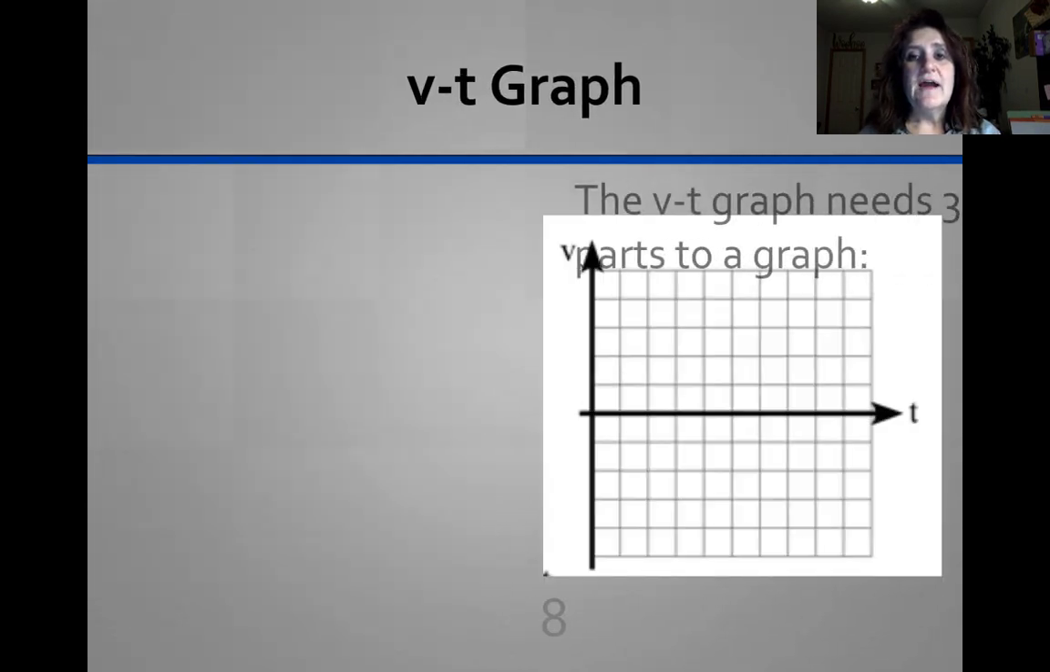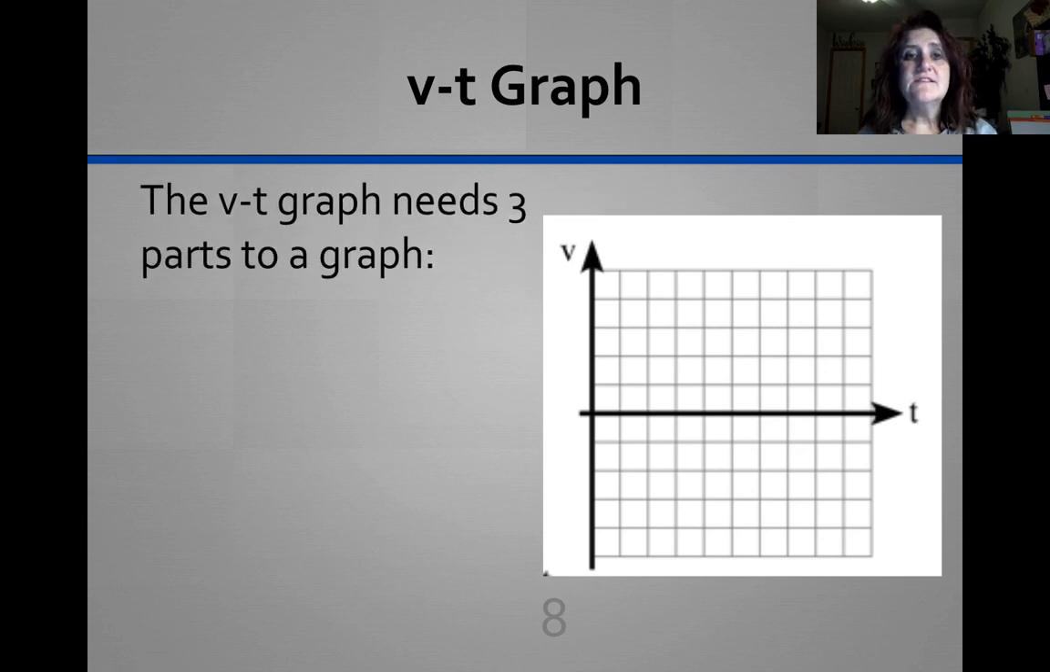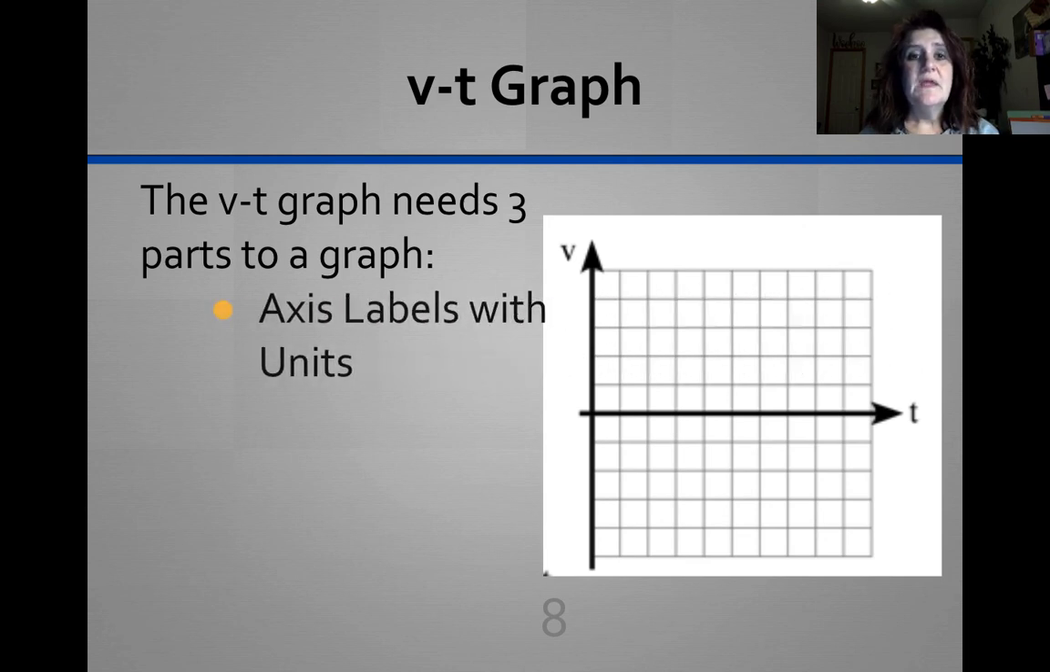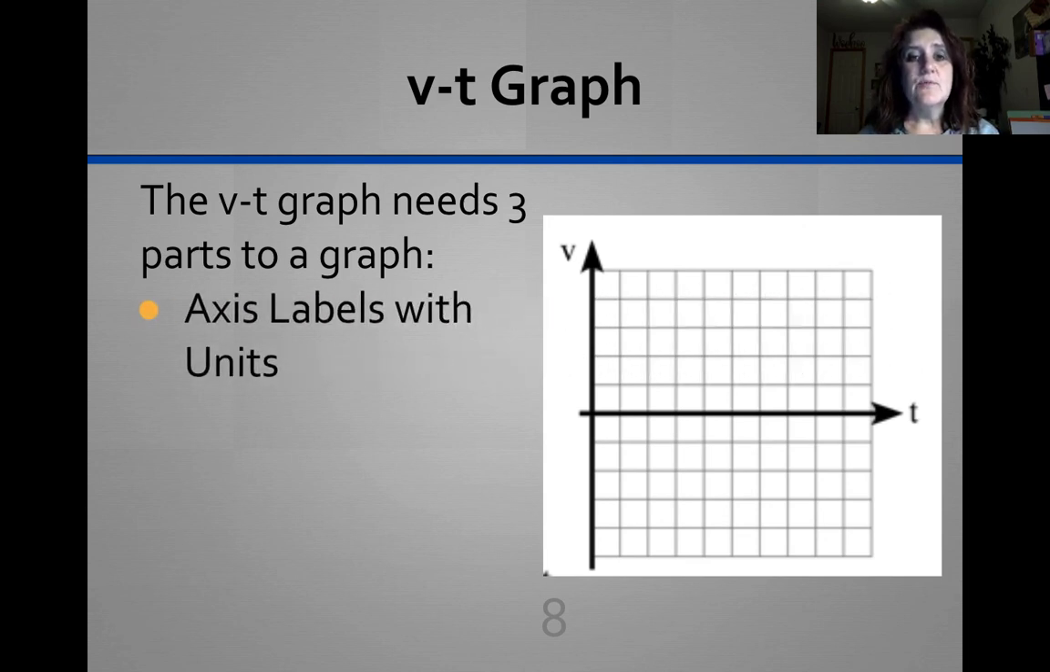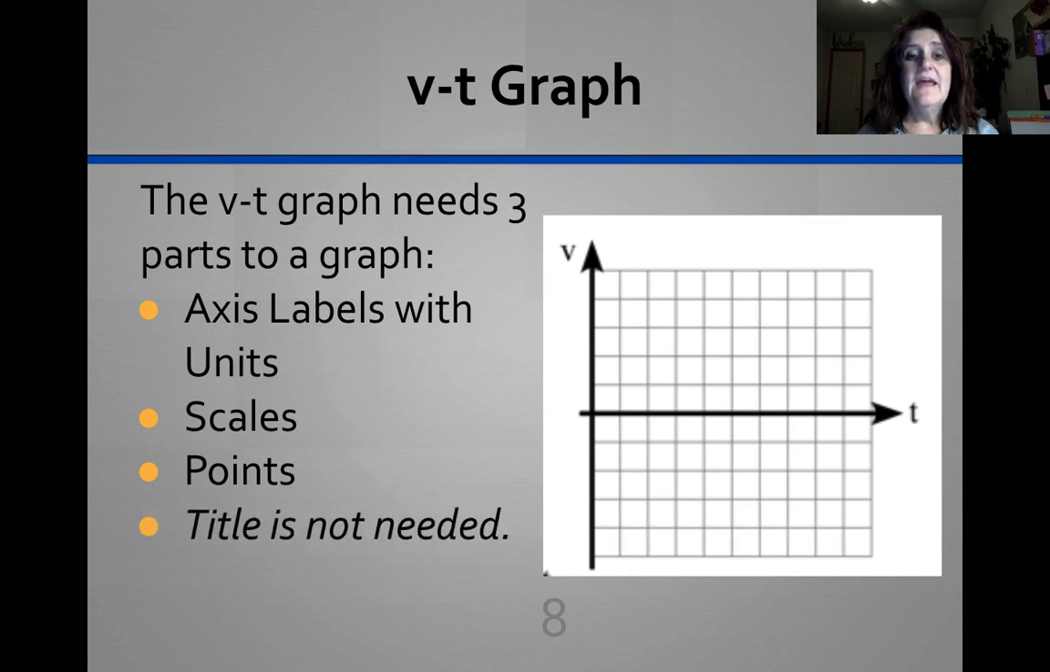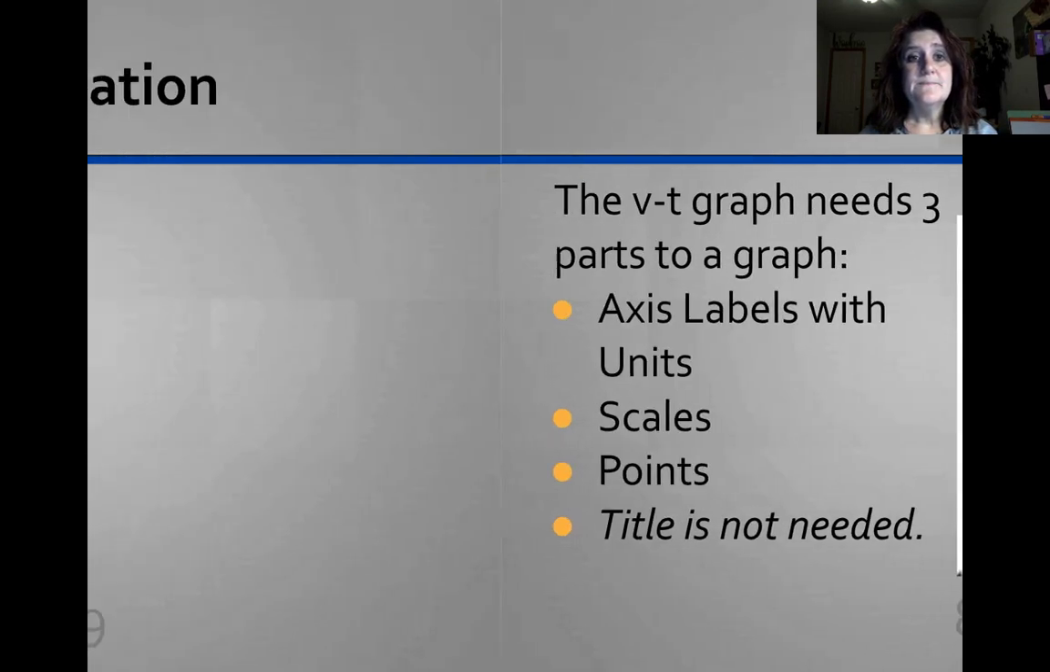Your VT graph starts out looking like this. Notice it is still a 10 by 10 grid, but it's divided in the middle. Because remember that velocity could either be positive above the t-axis or negative below the t-axis. But again, it should have axis labels with units. It should have scales, what you're going to count by. It should have points and or a line. And the title is not really necessary here because the VT is going to go with the XT.